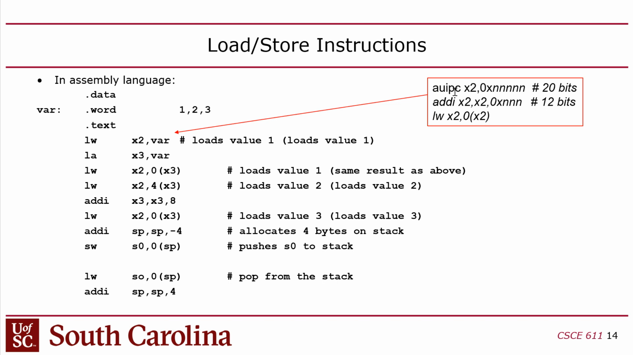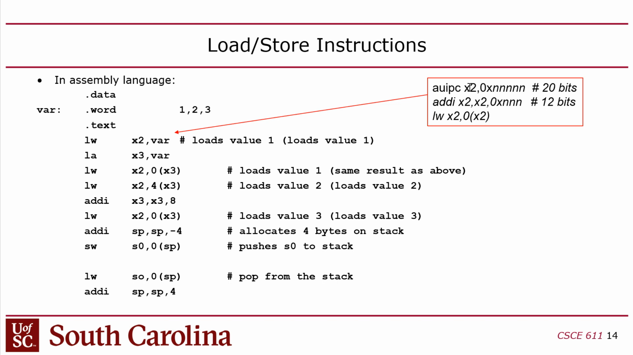The AUIPC instruction is essentially the same as a load upper immediate instruction. The AUIPC is a load upper immediate that also incorporates the program counter. I don't know why they use that one instead of load upper immediate. So that fills in the upper 20 bits of x2. The addi fills in the lower 12 bits, and then x2 is used for the load instruction as a base register. So with 2 instructions, you can initialize a 32-bit value.